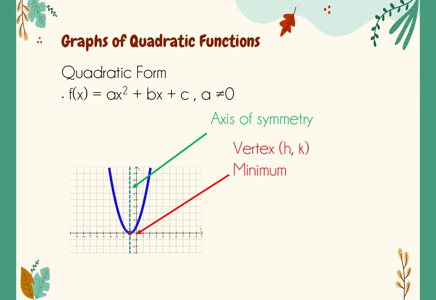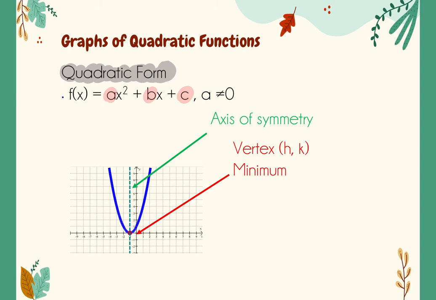So just some basics. This is called quadratic form, because we're going to go back and forth between what's called quadratic form and standard form. This is quadratic form, which is your f of x in the place of your y, and then it's ax squared plus bx plus c. The a, just like when we did the quadratic formula, is what's in front of the x squared, the b is what's in front of the x, and the c is the constant that's by itself. And we're going to use those for different things.